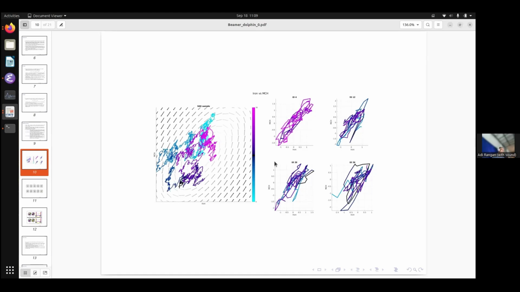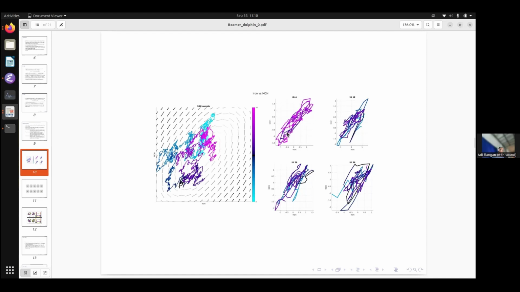Okay. And so what we're showing here over on this side are trajectories after Kalman filtering of the iron and hemoglobin measurements in various dolphins. So this is dolphin number 4, this is dolphin number 12, this is dolphin number 26. The color scale here represents the age of the dolphin from 0 to 55 years.